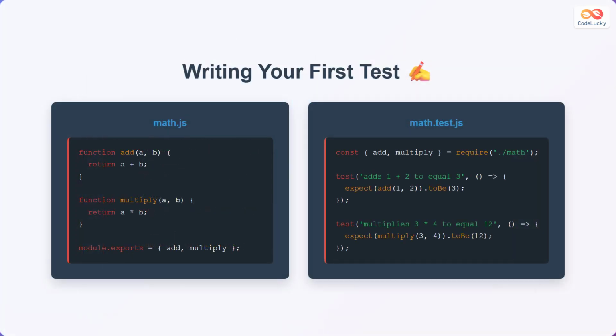Here's an example of writing your first test. Consider a math.js file that exports two functions, add and multiply. The corresponding math.test.js file imports these functions and defines tests to verify their behavior. The test for the add function checks if 1 plus 2 equals 3, while the test for the multiply function checks if 3 times 4 equals 12.